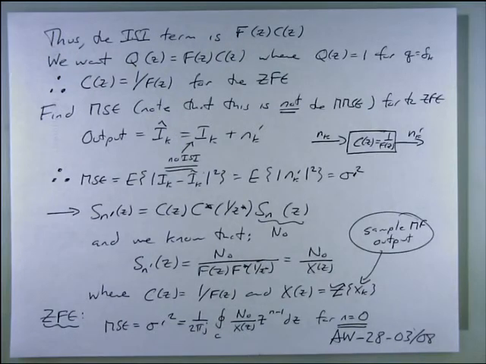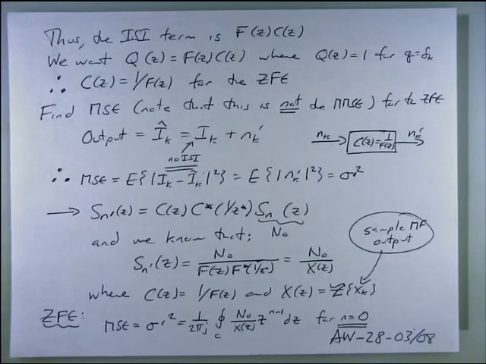And we know that the magnitude squared in the continuous frequency domain is equal to, in the discrete Z transform, C of Z times C conjugate of 1 over Z conjugate times the power spectral density of the noise going in. That is N naught.